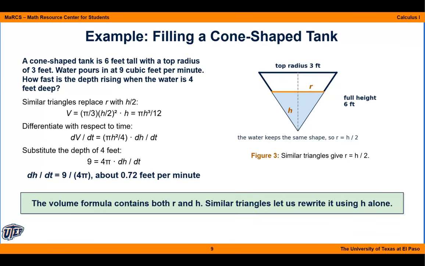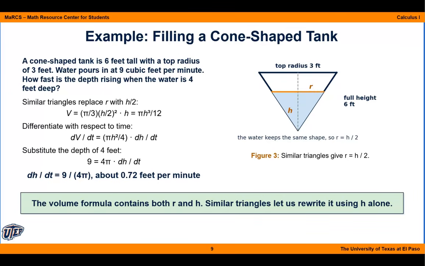V is equal to pi h cubed divided by 12. Now differentiate with respect to time. dV/dt equals pi h squared divided by 4 times dh/dt. At the instant in question, dV/dt equals 9 cubic feet per minute and h equals 4 feet. Substituting gives 9 is equal to 4 pi times dh/dt. Solving gives dh/dt equals 9 divided by 4 pi, or approximately 0.72 feet per minute.